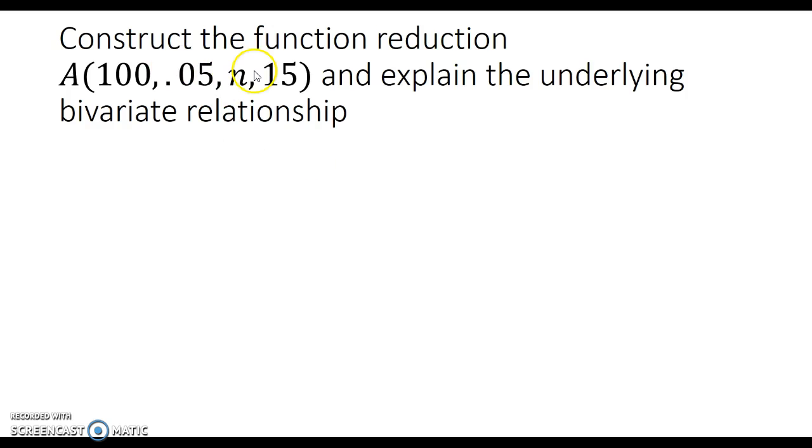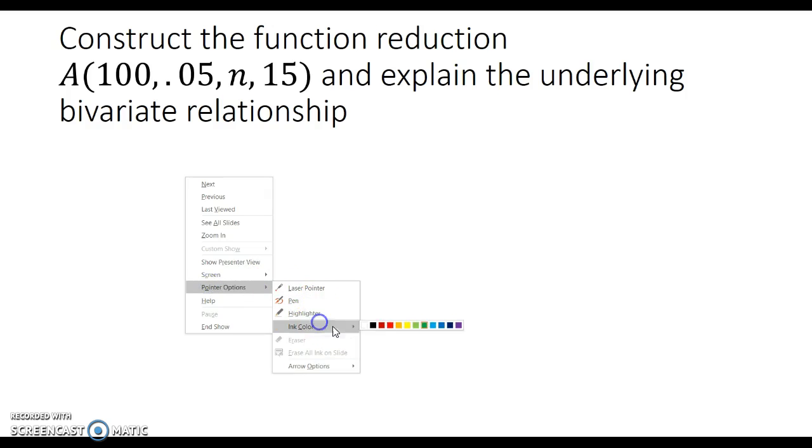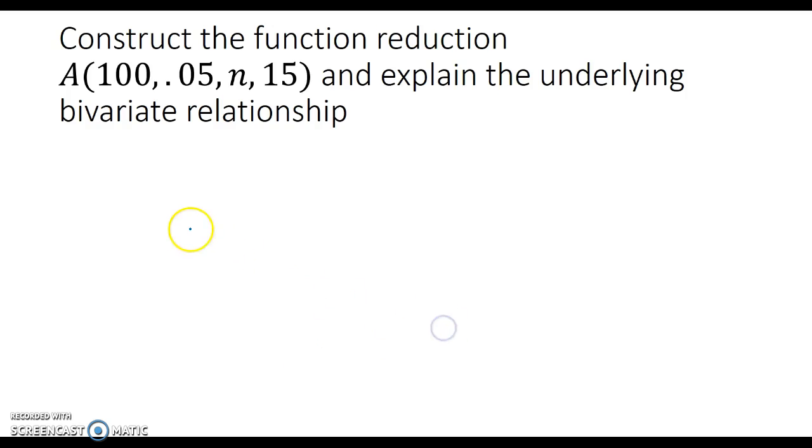We can do the same thing with this function. Now, again, we want to reduce it to a bivariate relationship. So here we want to build the function, do the function reduction, and then talk about what the function reduction has done and what it means. Okay, so what this means is that my present value is 100. Remember, this is P, R, N, and T, the way we had it listed.